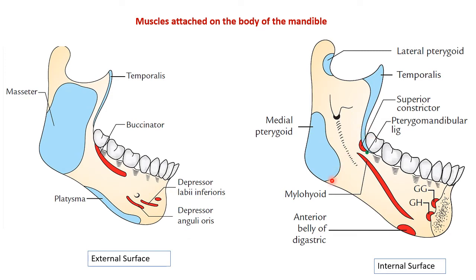Coming to the internal surface, the mylohyoid muscle arises from the mylohyoid line. Just posterior to the symphysis mentae, from the base on the inner side, arises the anterior belly of digastric muscle. The genioglossus muscle arises from the superior genial tubercle, and from the inferior genial tubercle arises the geniohyoid muscle.